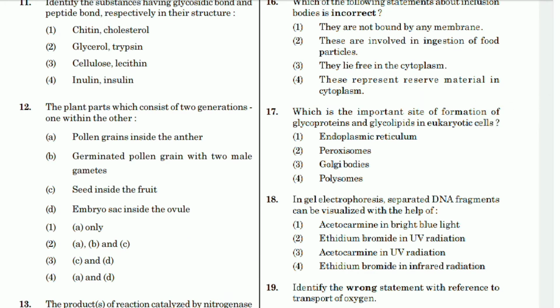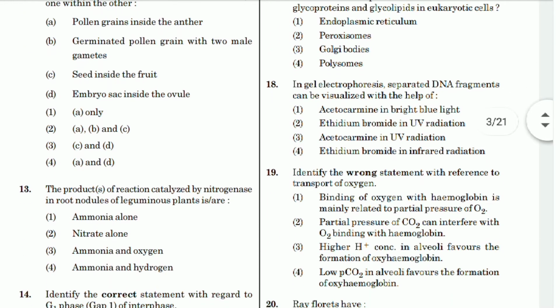The next question is, the plant part which consists of 2 generations, one within the other, is dash. And we have 4 options, and the correct answer from these is option 4, A and D. That is, pollen grains within the anther and the embryo sac inside the ovule are the two answers of this question. So the correct option is option D, A and D.